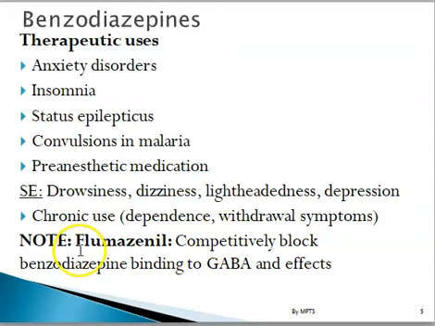Now, flumazenil is a competitive blocker of benzodiazepine binding to the GABA receptor, or of its effects. This is an antagonist of benzodiazepines.